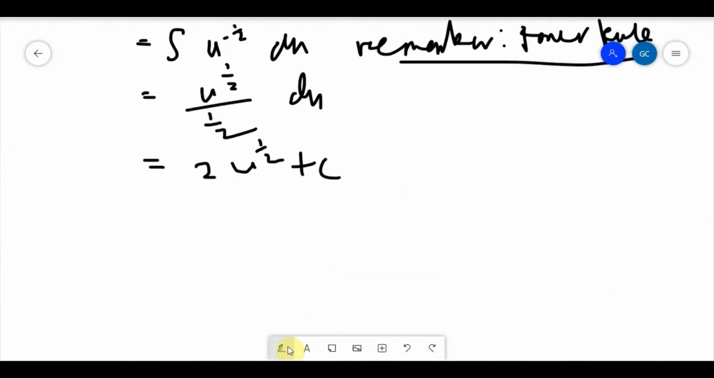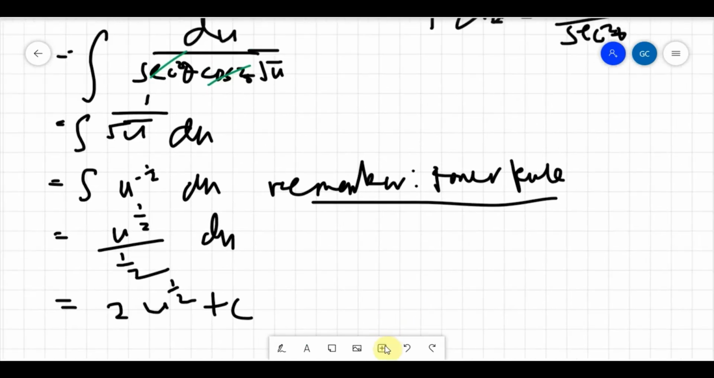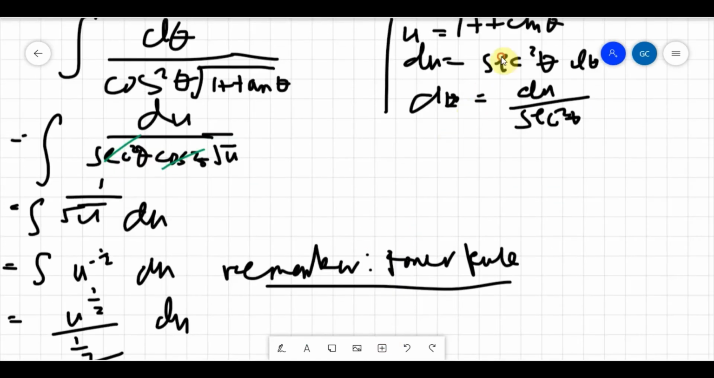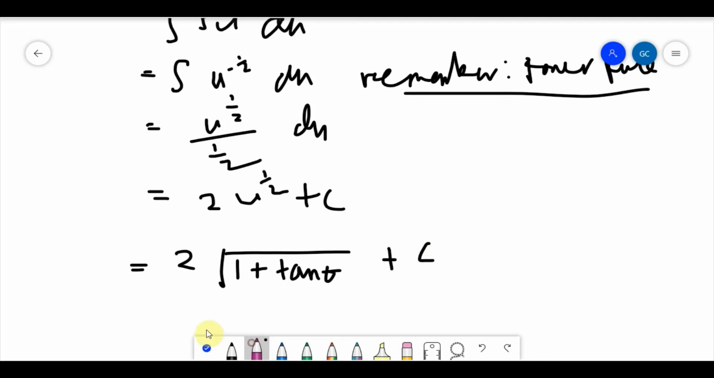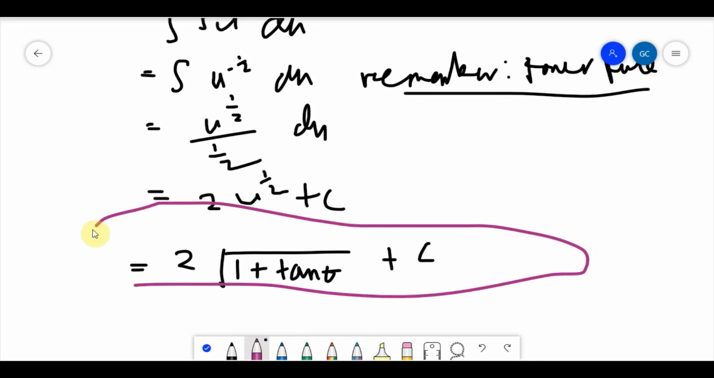Now 2u to the 1/2, we are almost there. Now we need to substitute back. What is u? Remember, what is u? Our u is 1 plus tan theta. So we have here 2 times the square root of 1 plus tan theta. We can use this or we can use that, but let's just use this to make our solution more clean. Plus c. Now this is our final answer.